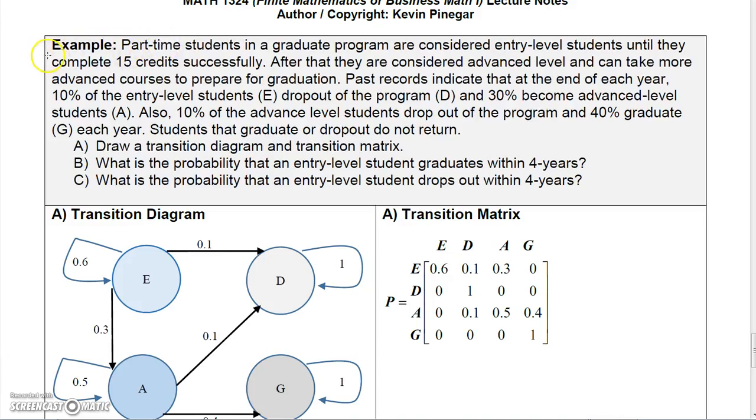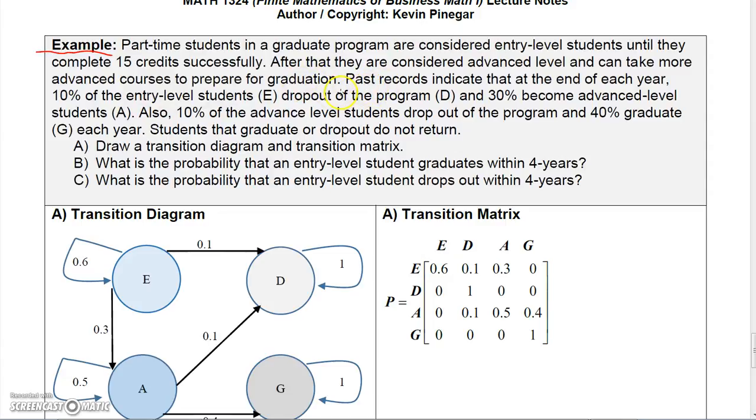Okay, we're going to do one that involves a larger transition matrix. So let's say part-time students in a graduate program are considered entry-level students until they complete 15 credits. After that, they are considered advanced level and can take more advanced courses to prepare for graduation.